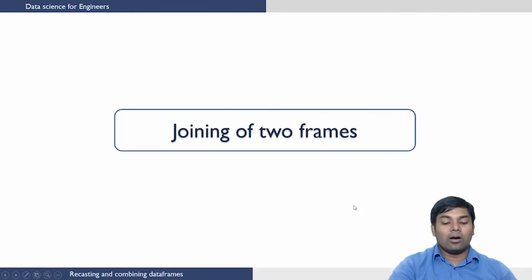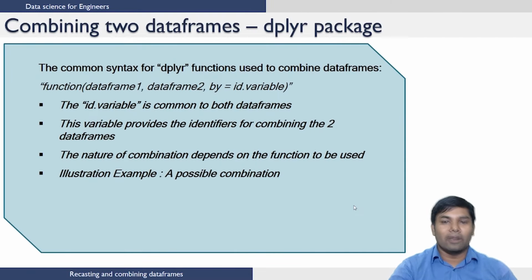Now let us look at how to join two data frames. It's very important in terms of data analysis, because you will get part of the data from one source and part of the data from another source. When we want to match these two datasets which have some common IDs, how do you do this is the question. So this combining of data frames can be done using the dplyr package.